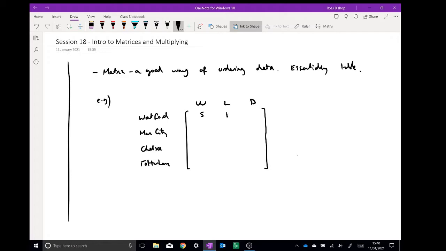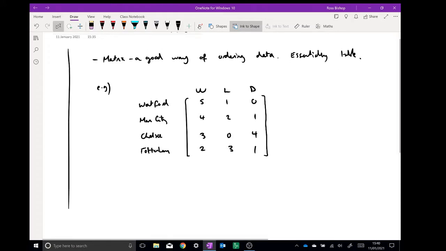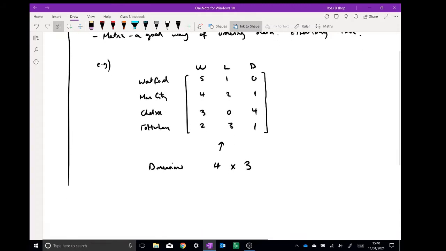Say Watford had won 5, lost 1, drawn 0, Man City 4, 2, 1 maybe, Chelsea 3, 0, 4, and Tottenham maybe 2, 3, 1. So I've created a matrix, and the information around the outside is just explaining what the matrix is. This matrix has dimensions 4 by 3, because it's the rows by the columns. There are 4 rows and 3 columns, so this is a 4 by 3 matrix.